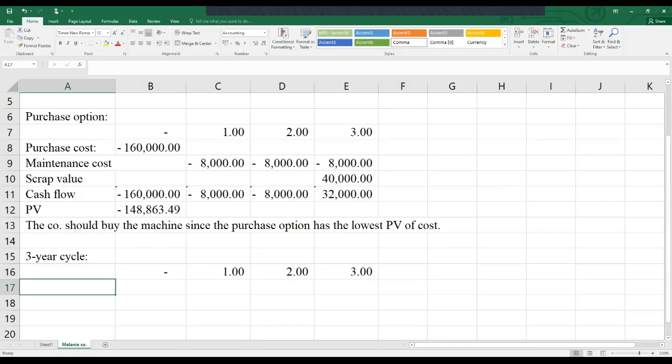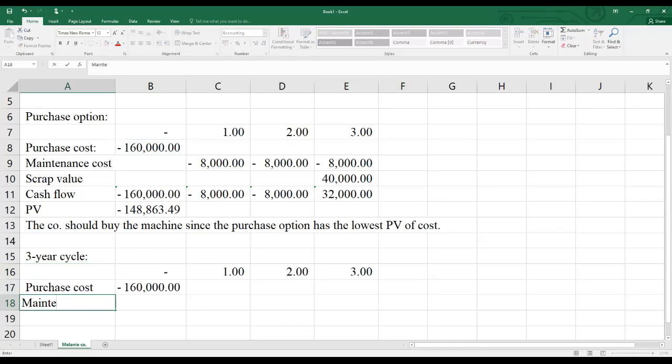So here, purchase cost of the assets, which we have already done, is equal to 6,000. Maintenance cost, 4 years. No, you have to do both of them, a 3-year cycle and a 4-year cycle. So for now, you're doing the 3-year cycle.